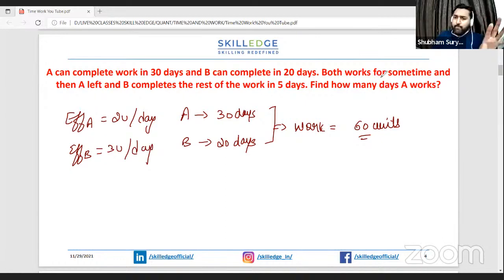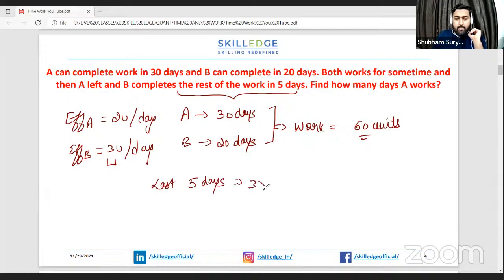Now, both work for some time and then A left and B completes the rest of the work in 5 days. So for the last 5 days, B is working alone and B can complete 3 units of work every day, guys. So in those last 5 days, B, while working alone, would have completed 3 into 5 is equal to 15 units of work. Okay. In the last 5 days, this much amount of work is completed. So out of 60, this much is completed. It means 45 units of work remains.